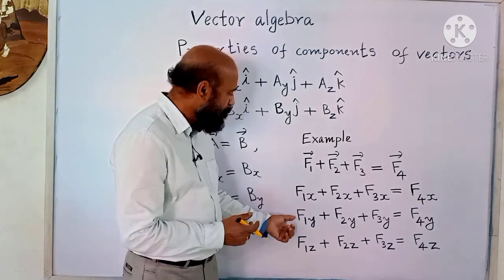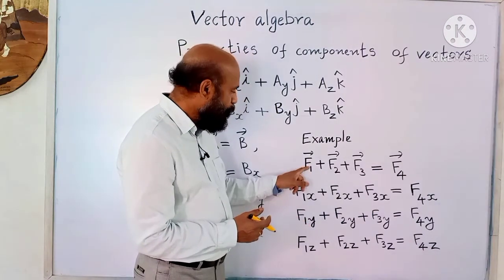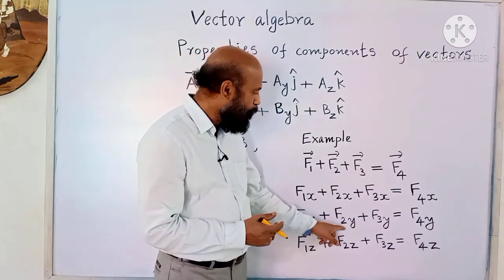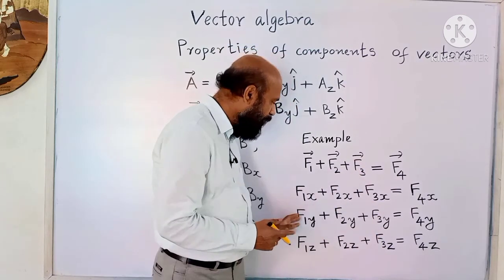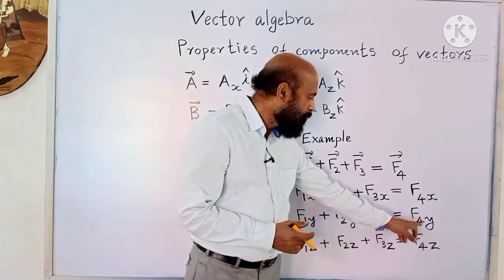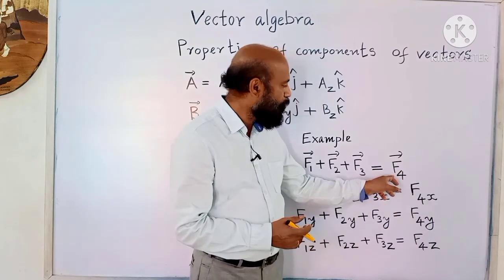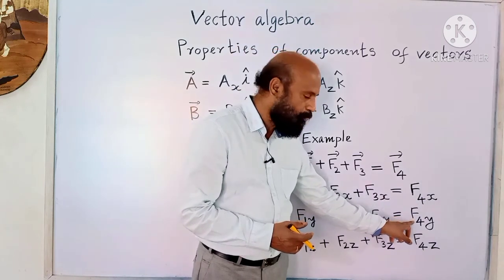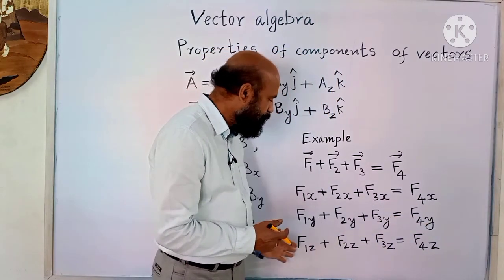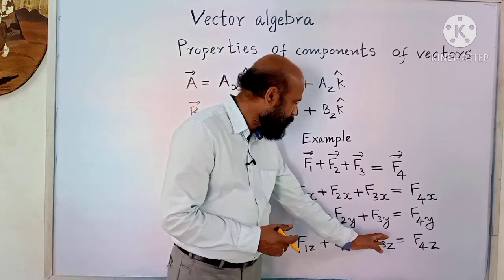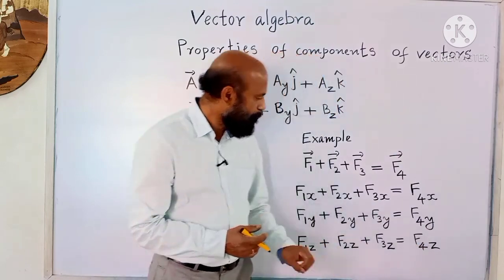Similarly, this is the sum of the y components. F1y is the y component of the first vector, this is the y component of the second vector, this is the y component of the third vector. You add everything, that should be equal to the y component of this vector. For F4 vector, the y component is F4y. Similarly, the sum of the z components on this side should be equal to the z component of this vector.